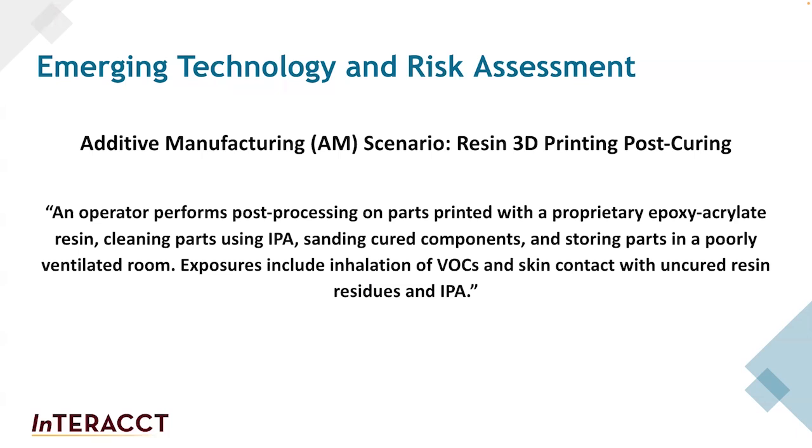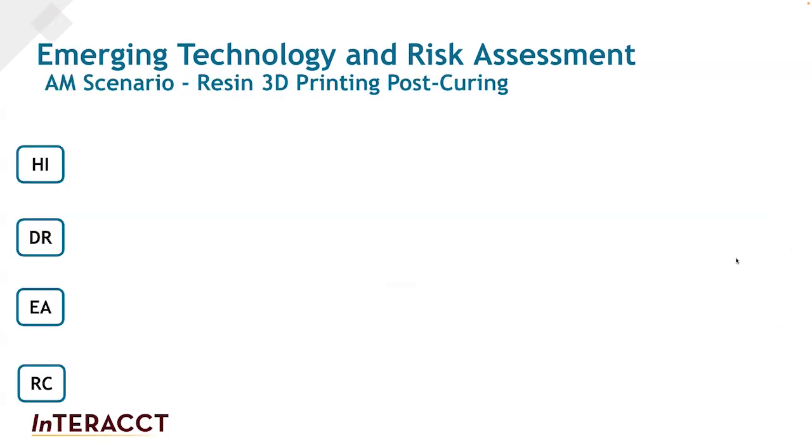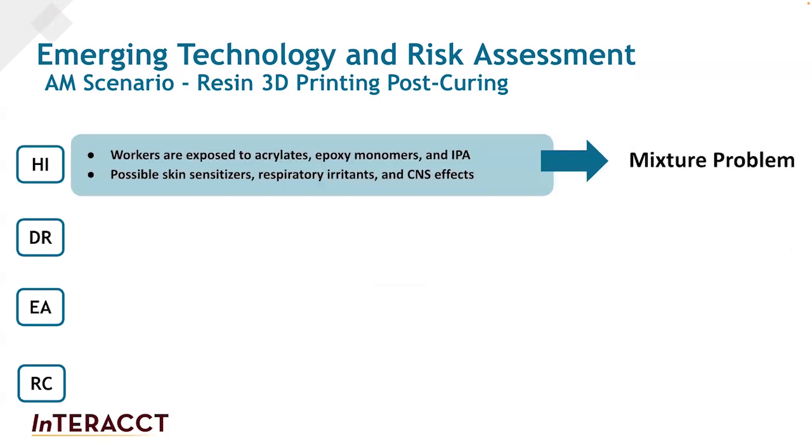Let's break down the risk assessment challenges for this additive manufacturing scenario. In the hazard identification step, we see that workers are exposed to a complex mixture that includes acrylates, epoxy monomers, and isopropyl alcohol. These substances may act as skin sensitizers, respiratory irritants, or even affect the central nervous system. So, this presents a clear mixture problem.